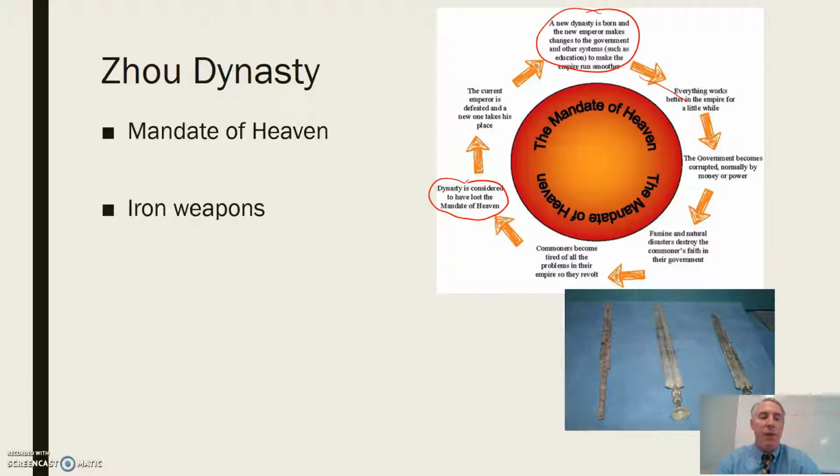Zhou rulers failed to control the production of iron weapons, and local rulers did this for themselves. This had the impact of decentralizing the bureaucracy. Local rulers controlled the production of iron weapons, as we said, and this gave them more power to build their own private armies, and it led to an increase in conflict among the warlords.